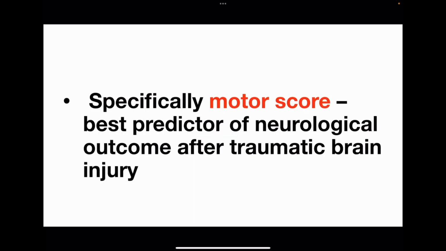Out of all the components, specifically the motor component is the best predictor of neurological outcome after traumatic brain injury.